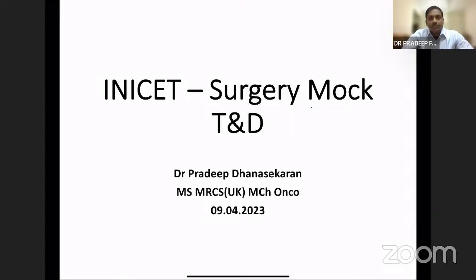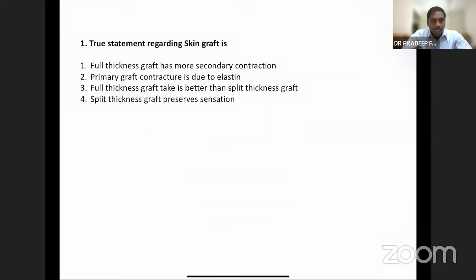So let's start with the first question. So the first question is about skin graft. Okay, so the true statement regarding the skin graft is: full thickness graft has more secondary contraction, and primary graft contracture is due to the elastin. Full thickness graft take is better than split thickness graft, and split thickness graft preserves sensation.